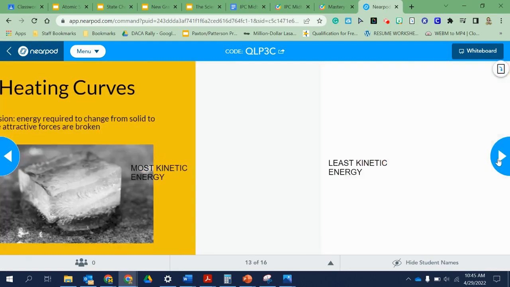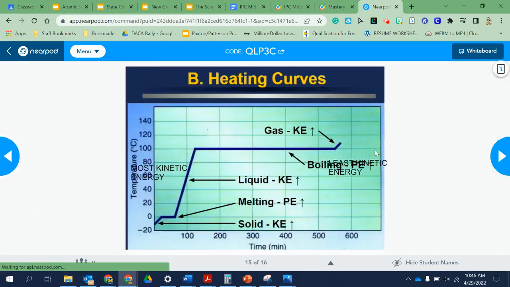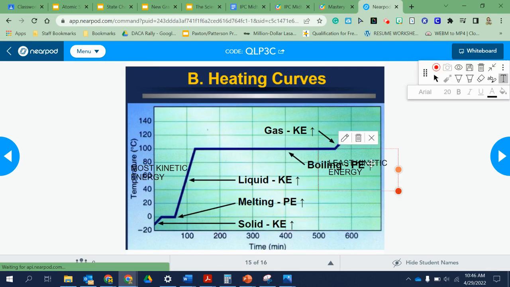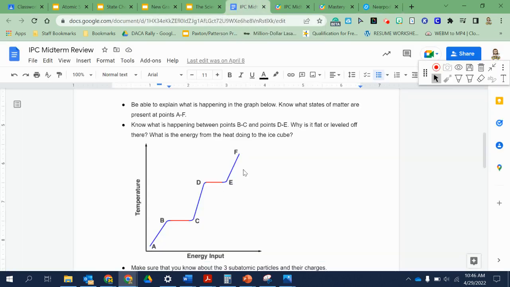One second, let me get to the right here. So let me actually erase this and erase this. And so here we have the same graph. I know it doesn't look exactly the same, but this is essentially the same thing, right?